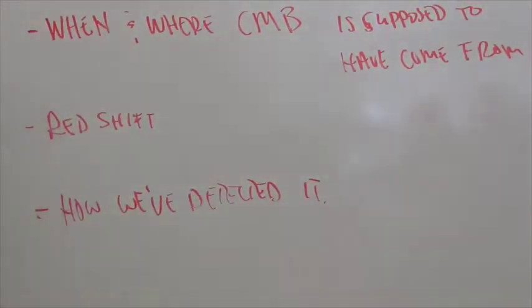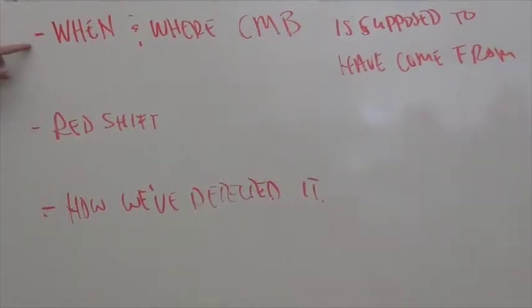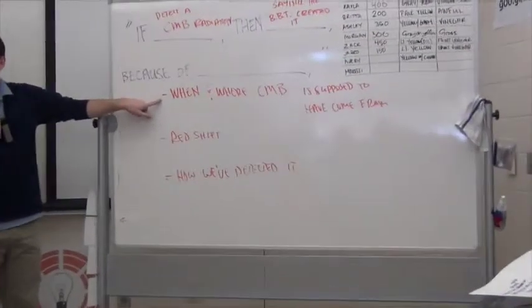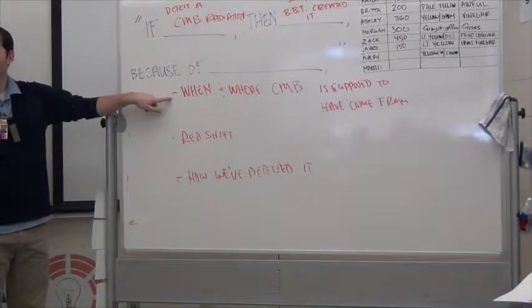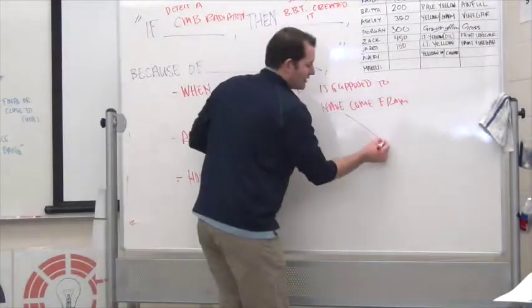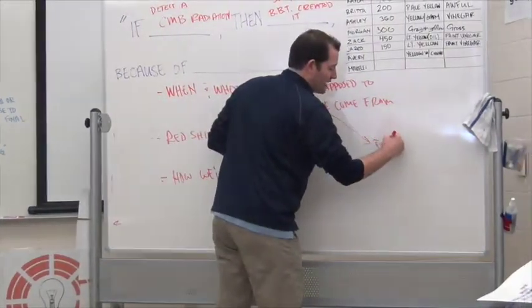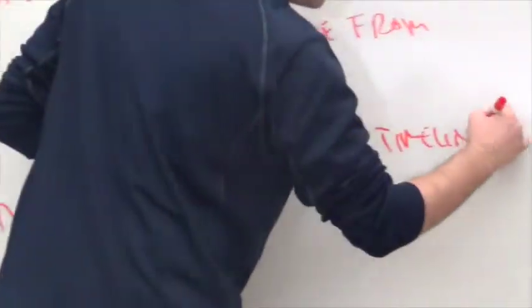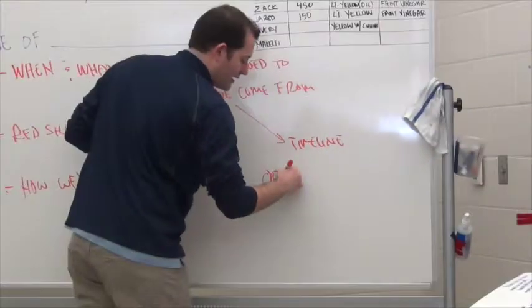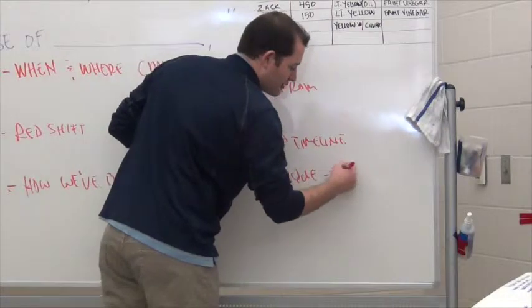Okay, so again, let's go through some charts, pictures, and graphs that you could have. When and where. This should be on your timeline, right? Okay, so this is part of your timeline. When it goes from opaque to transparent.